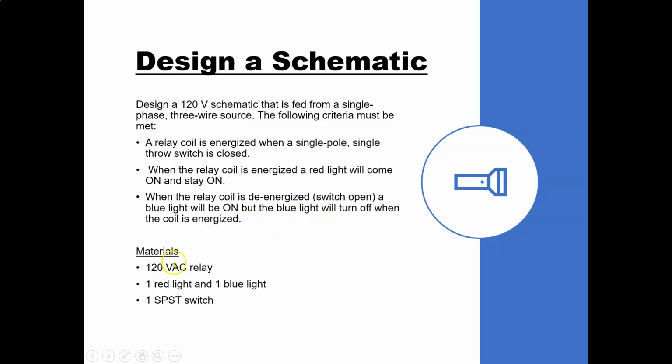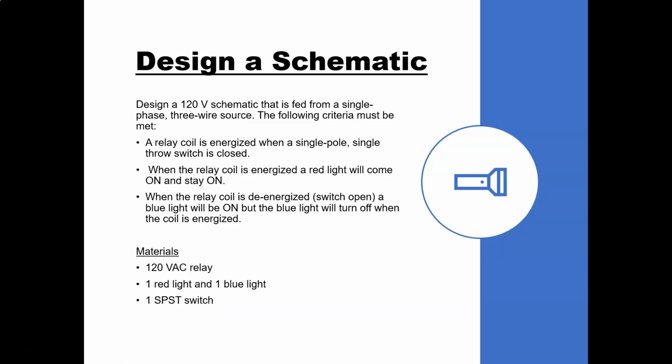Right? So the materials you have for the circuit is a 120 volt AC relay. You have one red light and one blue light, and a single pole, single throw switch. Okay? So what I want you to do is I want you to draw out this schematic diagram. Okay? So it's going to be a 120 volt relay. All right? I want you to draw it out using your control circuit and power circuit, right? And try to figure out how to pretty much design a schematic diagram based on the sequence of operation that they're telling you right here, all right?